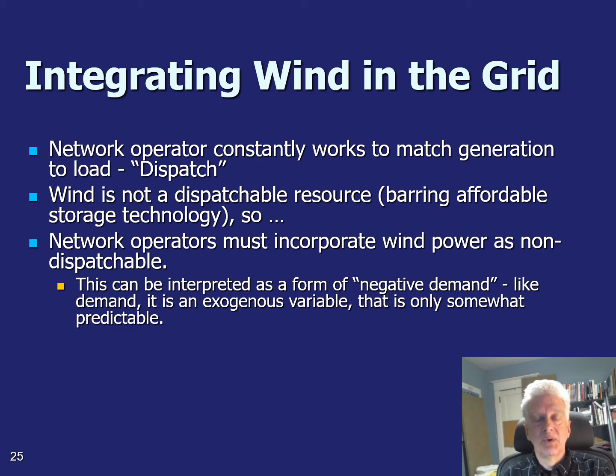With wind, you don't have that option to be dispatching it. When it's blowing, there's power available that you could take if there's demand. But if the wind is blowing and there's no demand, you have to just curtail the wind and not consume it. And if there's demand and the wind isn't blowing, there's nothing you can do. You have to go to some other source.